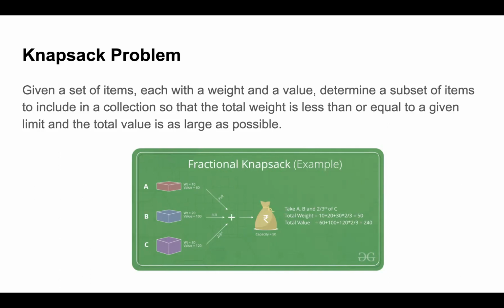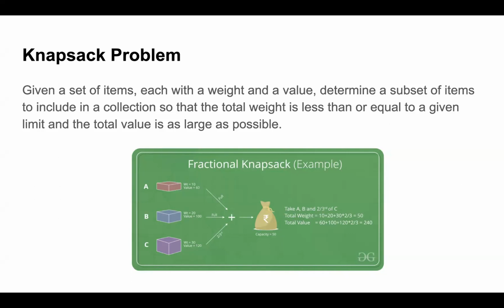Determine a subset of items to include in a collection. We have given a set of items. Now what we want is to determine a subset of items to include in a collection. What will that subset contain? The total weight is less than or equal to a given limit. Some limit weight for the knapsack will be given and we will have several items, so that the items we include in the knapsack should be less than or equal to that desired weight.